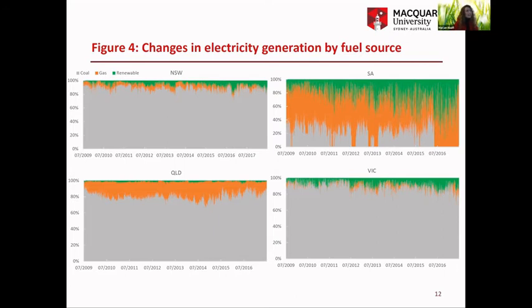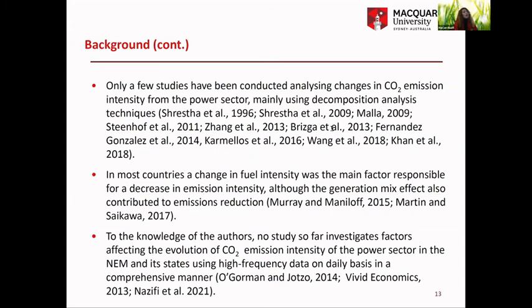So here in this graph, what I want to show you is that despite these changes, coal-fired generation remained the dominant supply technology in NEM, supplying more than 73% of output during the period of the study. So by using that, we decided to see the factors that can explain these changes.